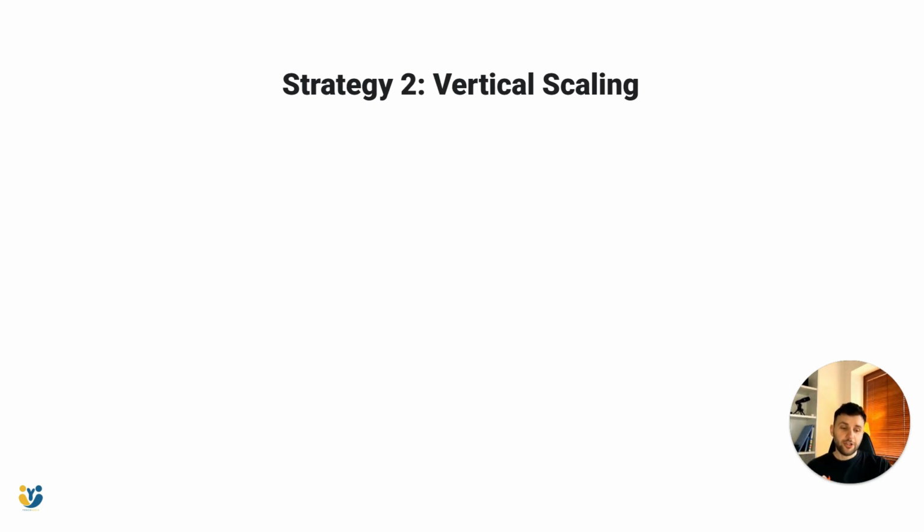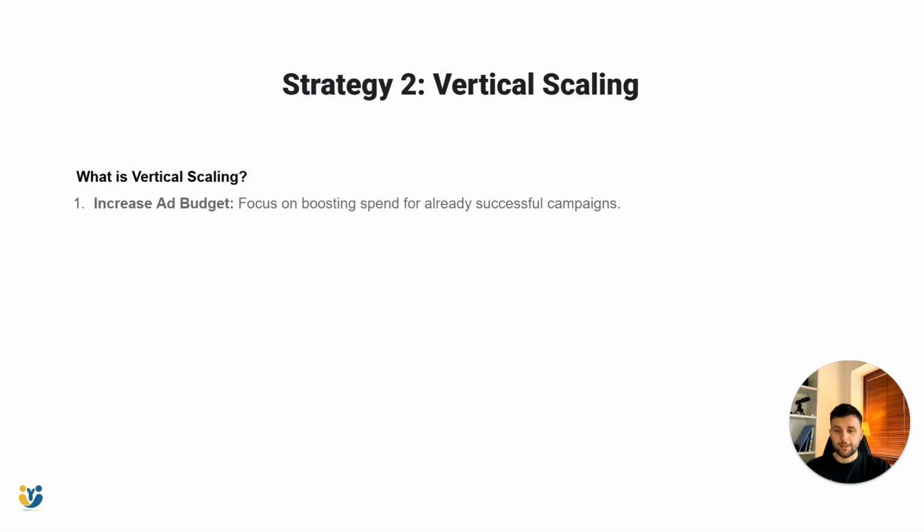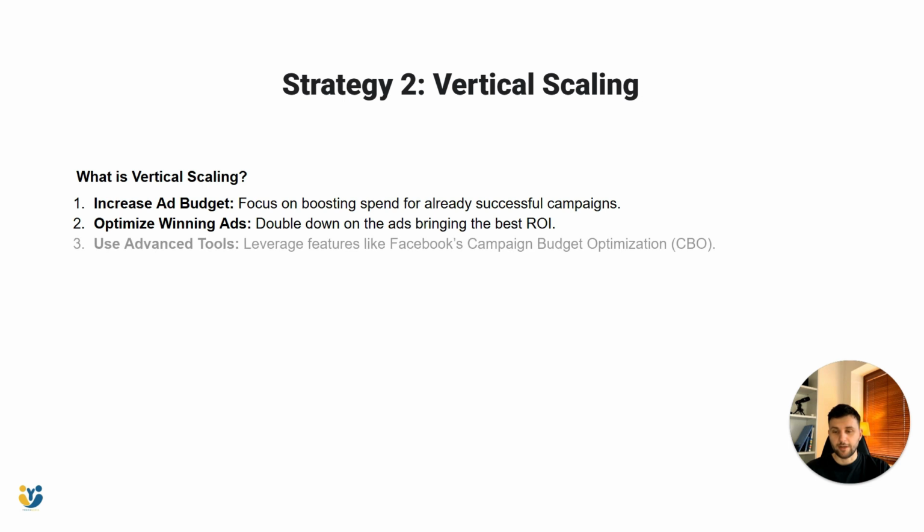Now, strategy number two, which is going to be a little bit different, is vertical scaling. So first of all, what is vertical scaling? Well, it lets you increase ad budget. So in this, you need to focus on boosting spend for already successful campaigns. In this strategy, you optimize winning ads, right? So in this one, you just focus on what works, right? You double down on the ads that bring in the best ROI.